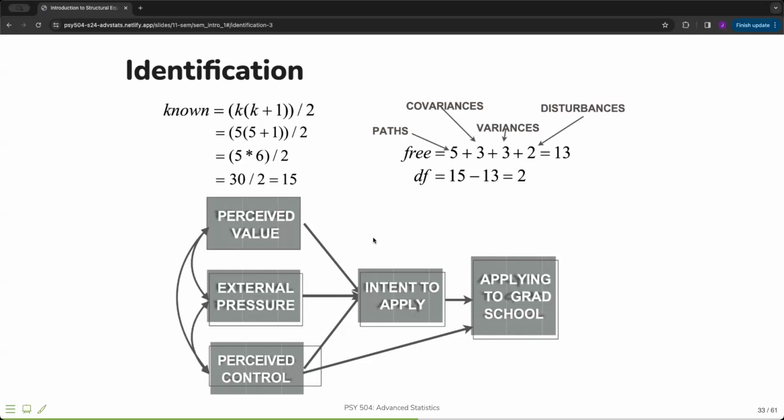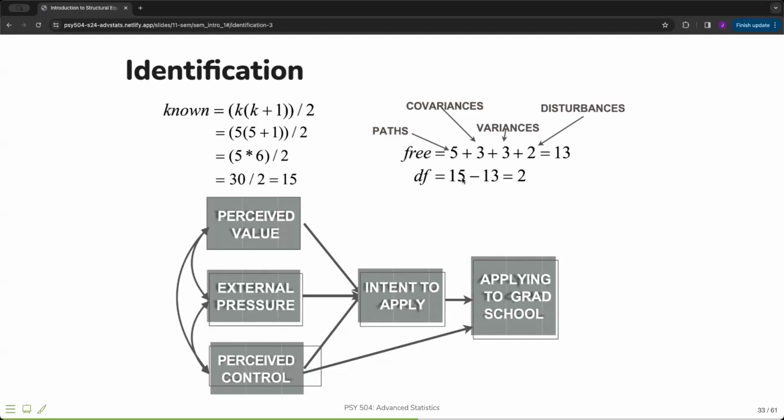We have 3 covariances, right? So from perceived value to external pressure, and external pressure to perceived control, and perceived value to perceived control. So those are our 3 covariances. We have 3 variances. So we have 1 variance for perceived value, 1 variance for external pressure, and then 1 variance for perceived control. And then we have 2 disturbances. We have one on intention to apply, and then we have one on applying to grad school, because those are our endogenous variables in our model.